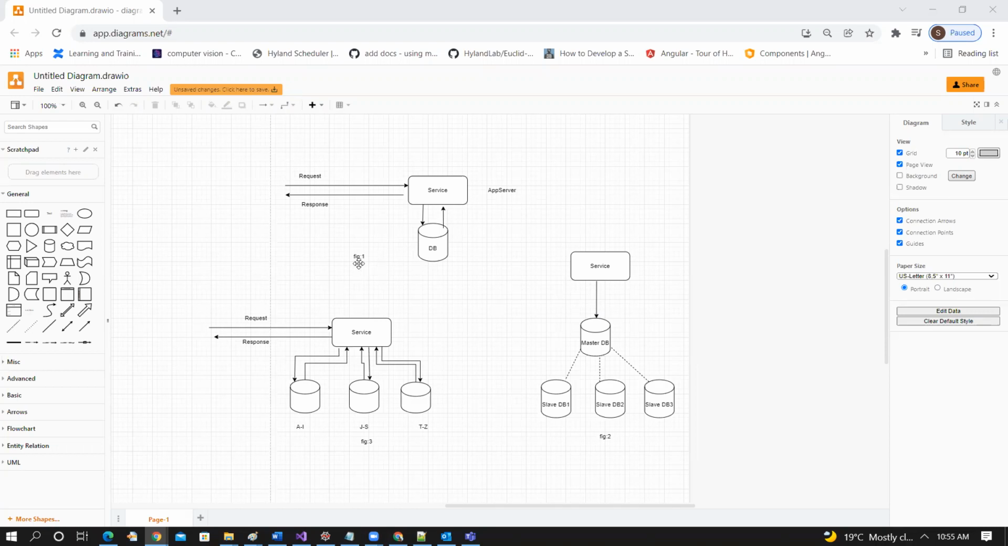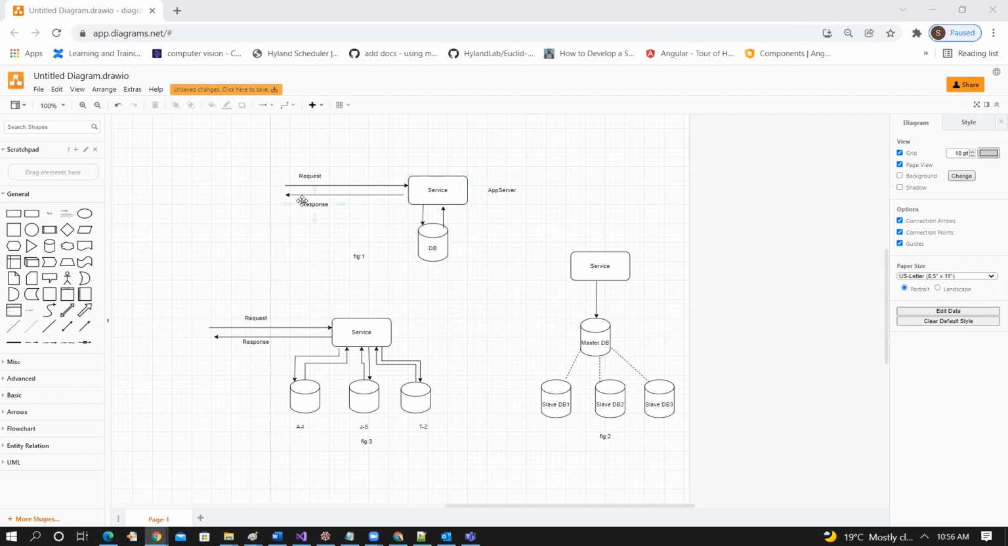If we consider figure number one, we can see there is an app server and a service responsible for catering to the requests coming from the end users. Whenever it caters to a request, it takes help from the information in the database. So it communicates with the database, the database gives a response, it calculates it, and reverts it back as a response to the end user.